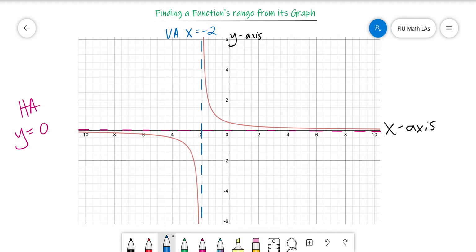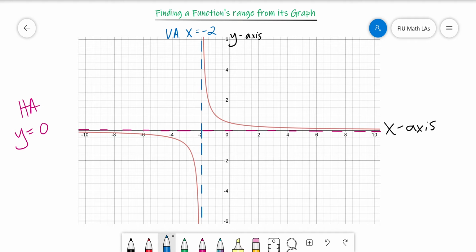Hello, my name is Daniel, and in this video, I'm going to show you how to find a function's range from its graph. When we're being asked to find a function's range, we're being asked to identify the possible y outputs to a function. In order to do this, it's typically helpful to look at our asymptotes.